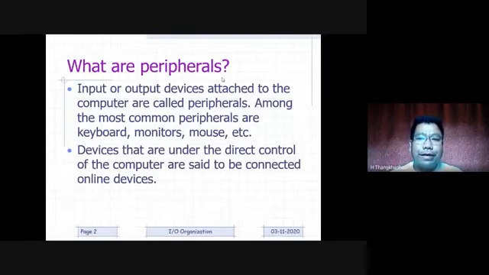Devices that are under the direct control of the computer are said to be online devices. When we say online, we usually refer to the internet, but in this chapter, when we say online devices, it doesn't refer to devices on the internet. It refers to the computer parts which are fit inside the computer and are under the direct control of the CPU. Those are known as online devices. Let me explain briefly in Mizo.